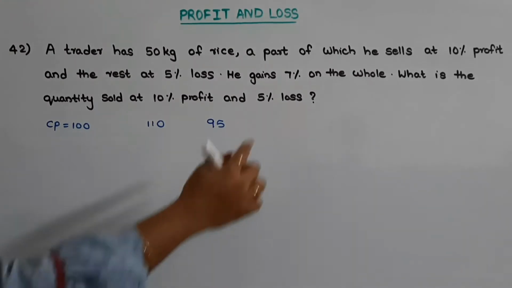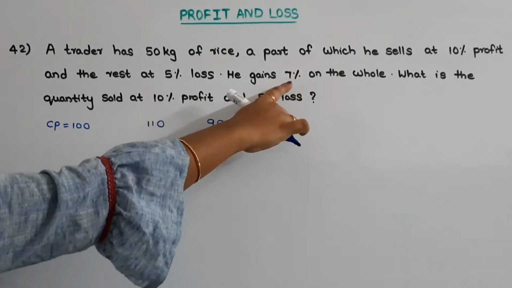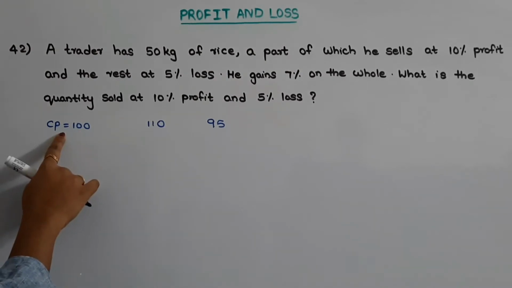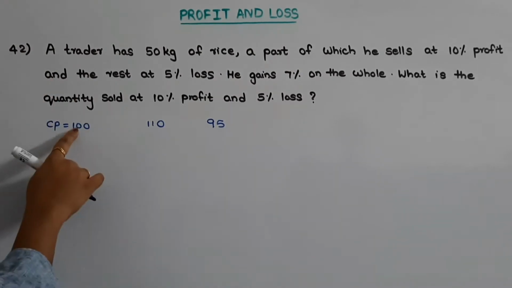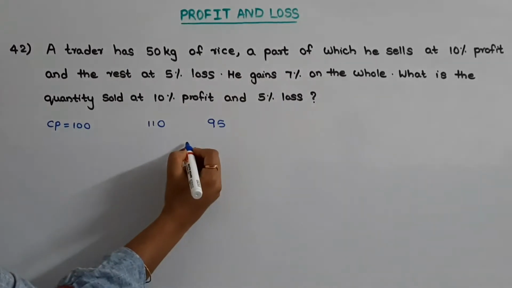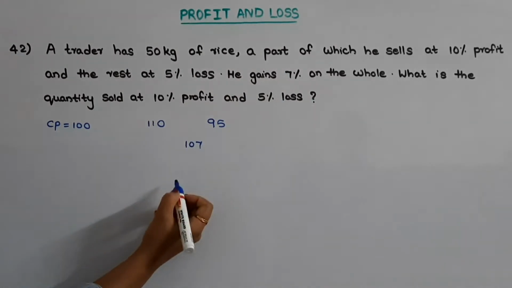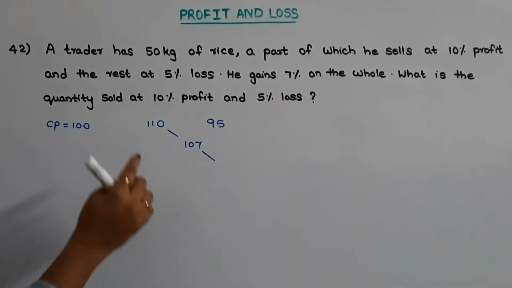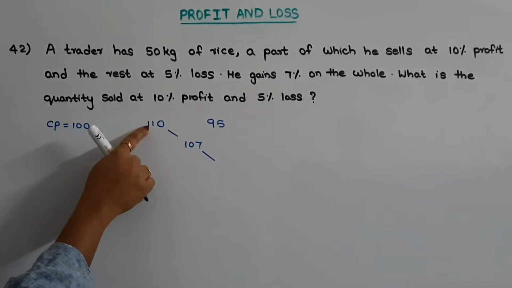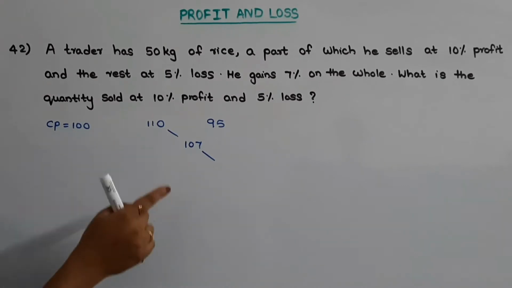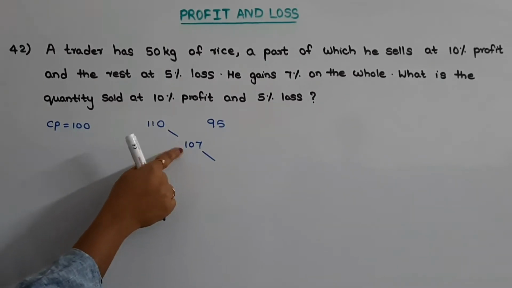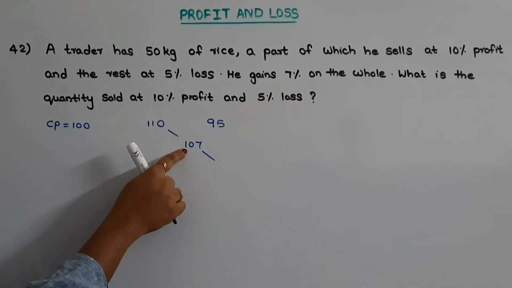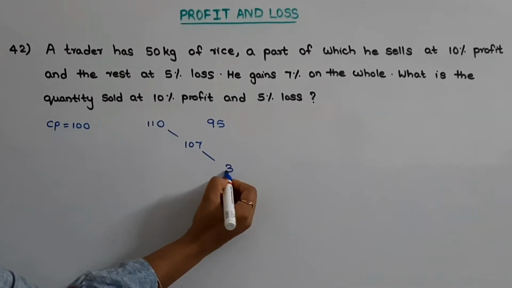So for the whole the profit percentage is 7. So when cost price is 100, what will be the selling price? That will be 100 plus 7, that is 107, that you write here in the middle. Now we need to take the differences diagonally. So first we need to find out the difference between this both. For that, subtract this middle value from this first value, that is 110 minus 107, that will be equal to 3, that you write here.